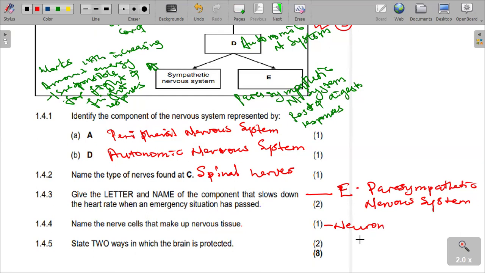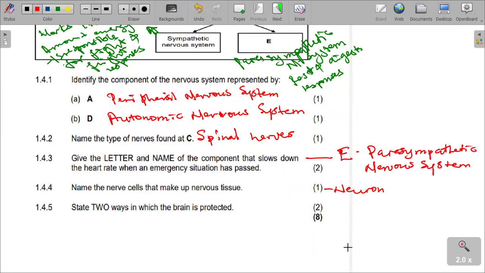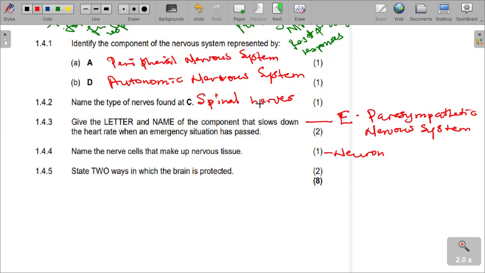1.4.5, state two ways in which the brain is protected. The brain is protected through, what are the ways? We can just give one way. We are saying there is what is called the meninges. These are the protective tissues found there, which I want you to understand: we have the dura mater, the arachnoid, and then the subarachnoid, which are there as protective membranes to protect the brain.